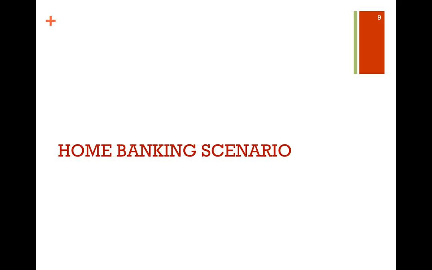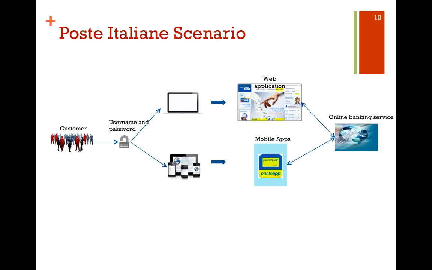Let's now introduce the home banking scenario that you will analyze during the experiment. The online banking scenario focuses on the online banking services provided by Poste Italiane to their customers. Customers can access their bank account information through the Poste Italiane application or through the Poste Italiane mobile application. Customers can perform operations like checking their mobile balance, checking their credit cards, or topping up their mobile phone.